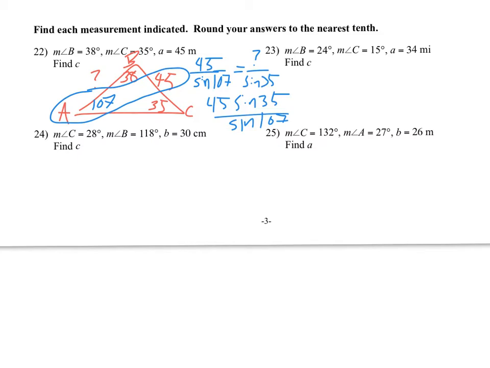To be honest, if it were a free response, you get full credit at that point. 45 times sine of 35 divided by sine of 107, and we get 26.99. Okay, I'm going to jump over to number 25 because there's a little bit more room over there.